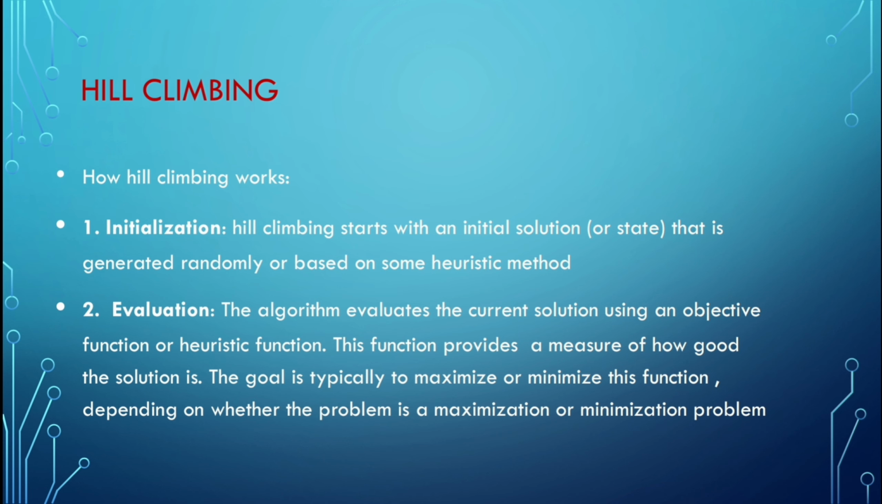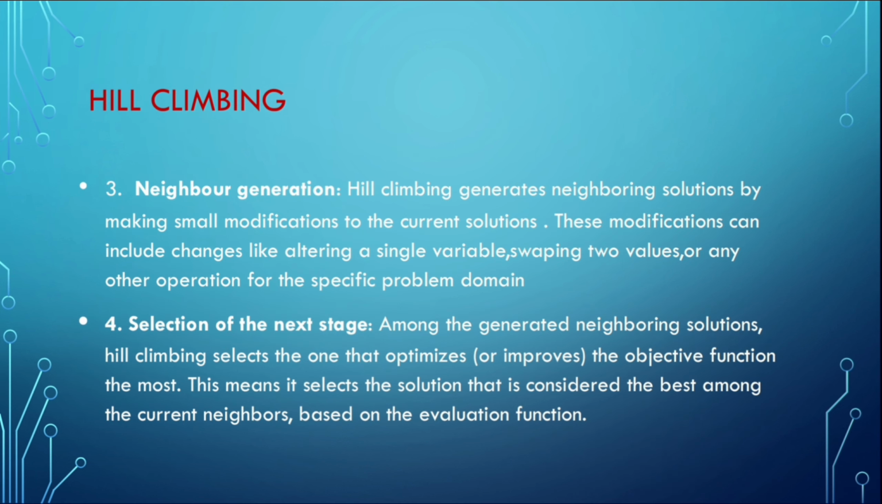We can look at how hill climbing works. There are mainly 5 steps. First is initialization. Hill climbing starts with an initial solution that is generated randomly or based on some heuristic method. Next, evaluation. The algorithm evaluates the current solution using an objective function or heuristic function. This function provides a measure of how good the solution is. The goal is typically to maximize or minimize this function, depending on whether the problem is a maximization or minimization problem. Next is neighbor generation.